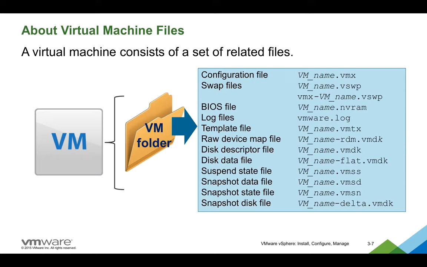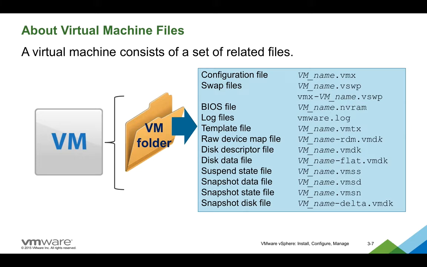About virtual machine files. A virtual machine consists of a set of related files. We can see a whole series of related files here in the blue box. However, they are all contained within the virtual machine folder. This encapsulates that virtual machine. The VM files are stored in the directory in the data store. That VM folder usually contains all the VM files, but this can depend on how the VM is built. Let's take a look at some of these files.